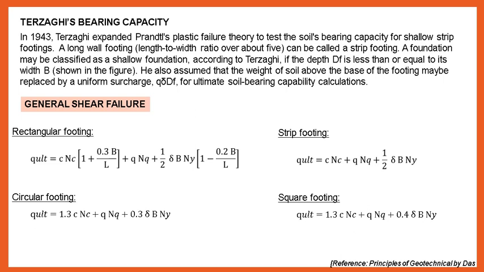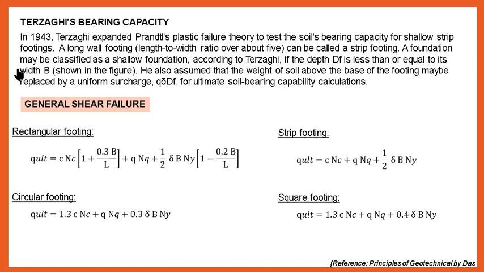Okay, so we have here our next topic, Terzaghi's bearing capacity. This is for the shallow foundation. So Terzaghi expanded Prandtl's plastic failure theory to test the soil bearing capacity for shallow strip footing. A wall footing with a length to width ratio over about 5 can be called a strip footing.